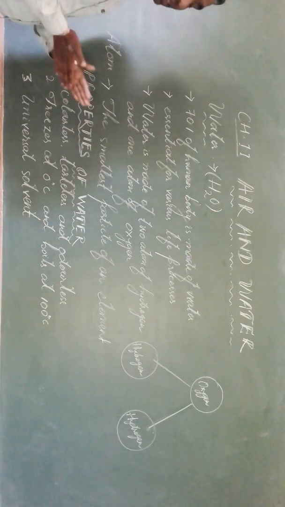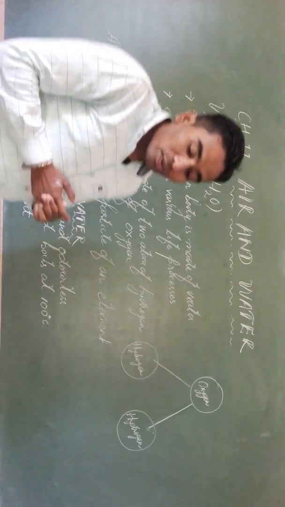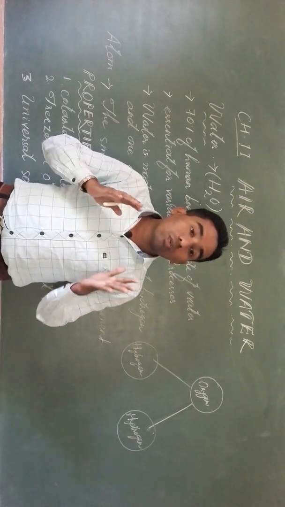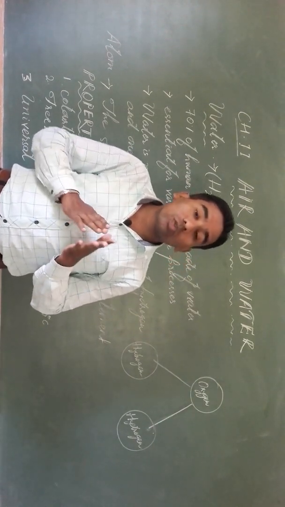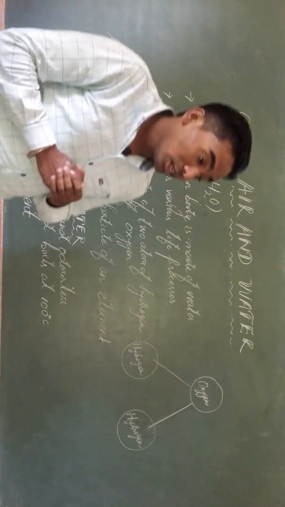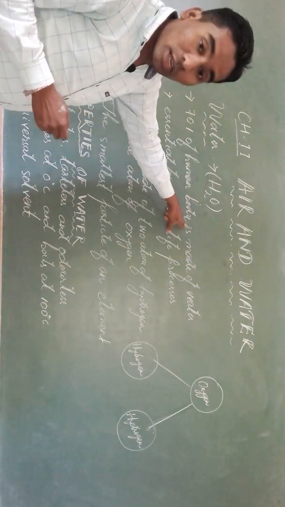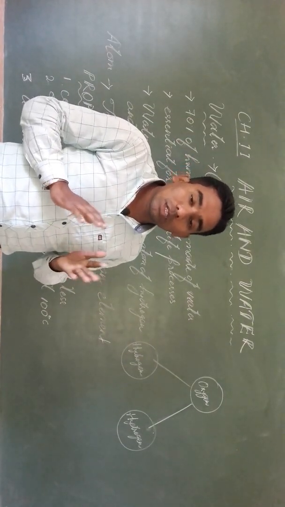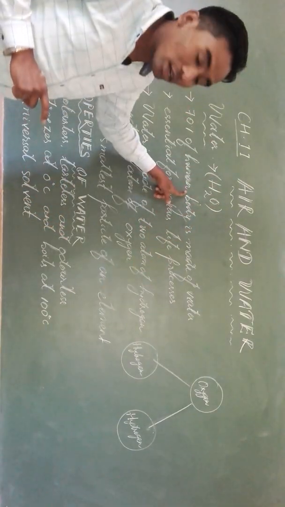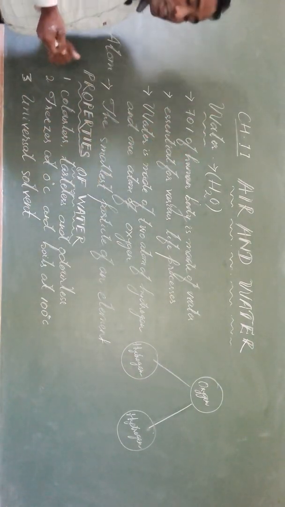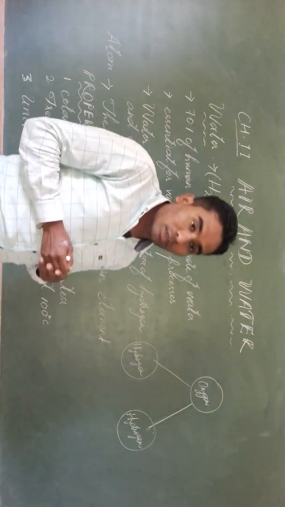So, dear children, in everyday life without water we cannot survive. Even within a day we cannot survive, we cannot think of our life without water. Our human body, our total body, is made up of 70% water. How much percent? 70% water. Our human body is made up of 70% water. Then it is essential for the various life processes.